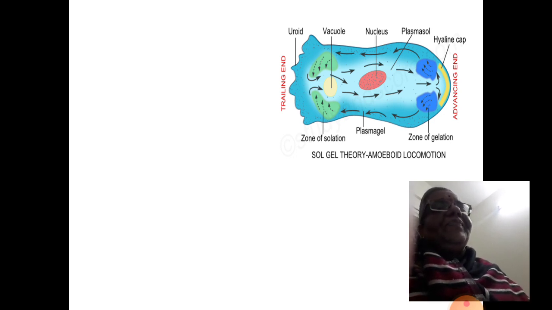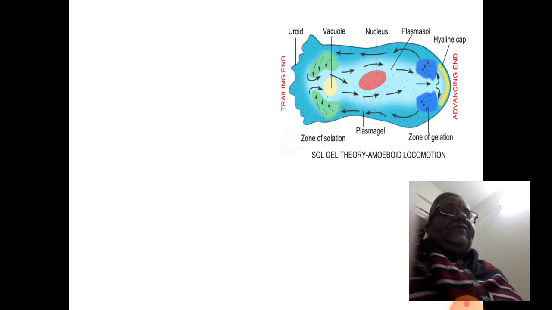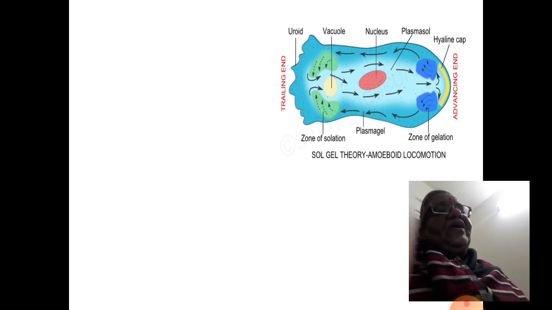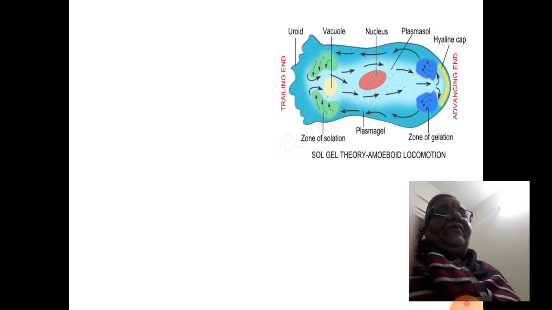Then you can see in the ectoplasm, in the advancing end, a hyaline cap, that is the protein rich component. And just behind this protein rich component, a weak point is created in the plasma gel so that plasmosol can rush in, right? So till now we have studied this much, right?